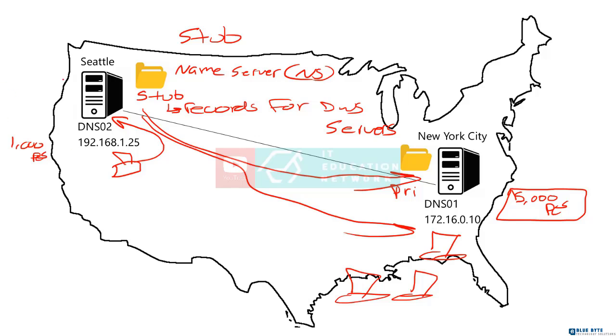Now, one more advantage to this, it does cache the results. So if my user here resolved a file server in New York City, when that gets returned through the DNS server in Seattle, it's going to cache that on the DNS server in Seattle. So if another user wants that same file server, it does not have to go back across the WAN link, if it's still in cache, to actually resolve that name. It'll simply read it from the cache on the DNS server itself.